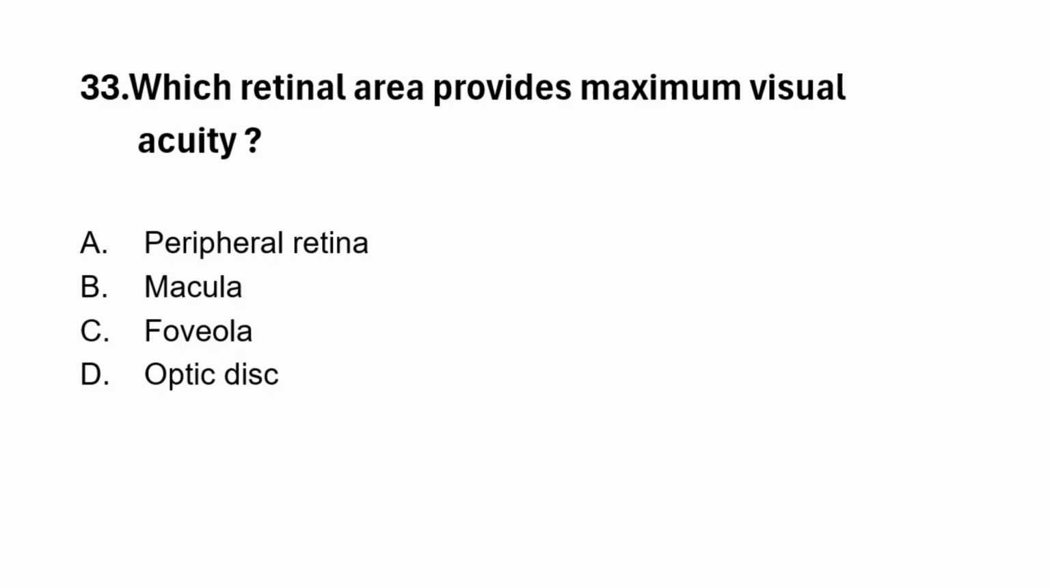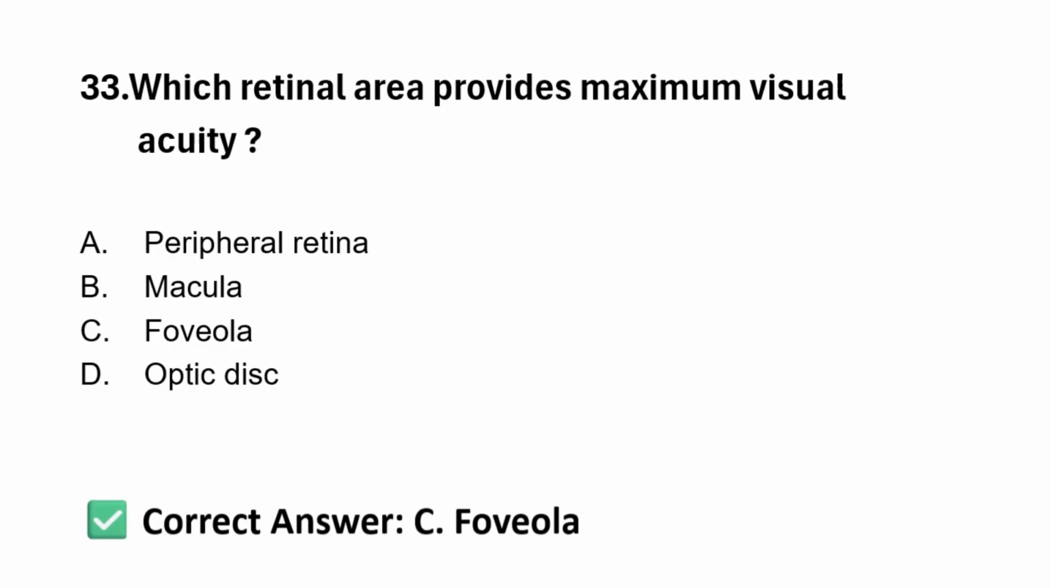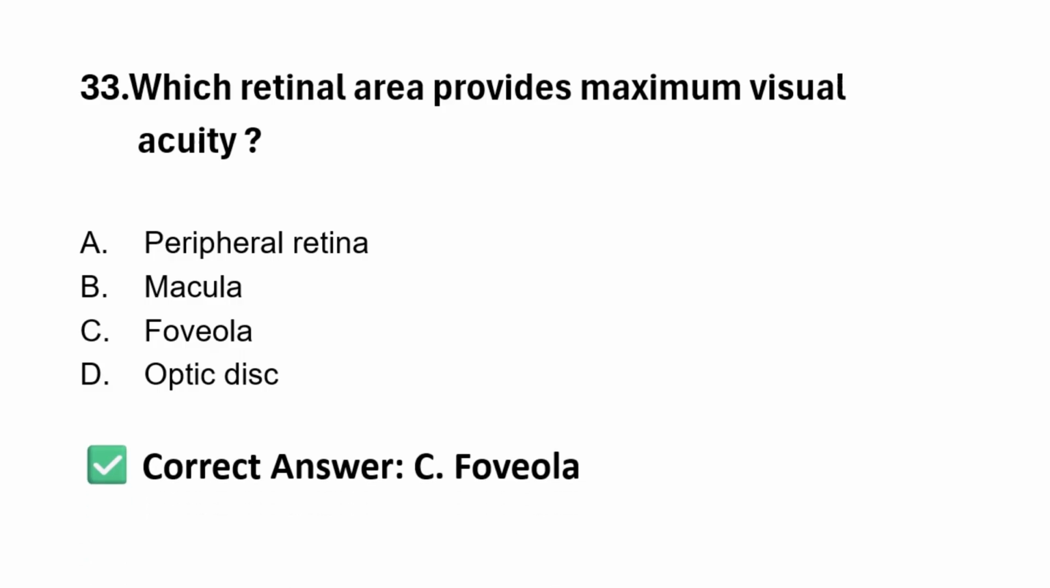So the correct answer is option C foveola. The foveola is the central part of the fovea and provides the sharpest vision in the entire retina, and this is where visual acuity is highest.